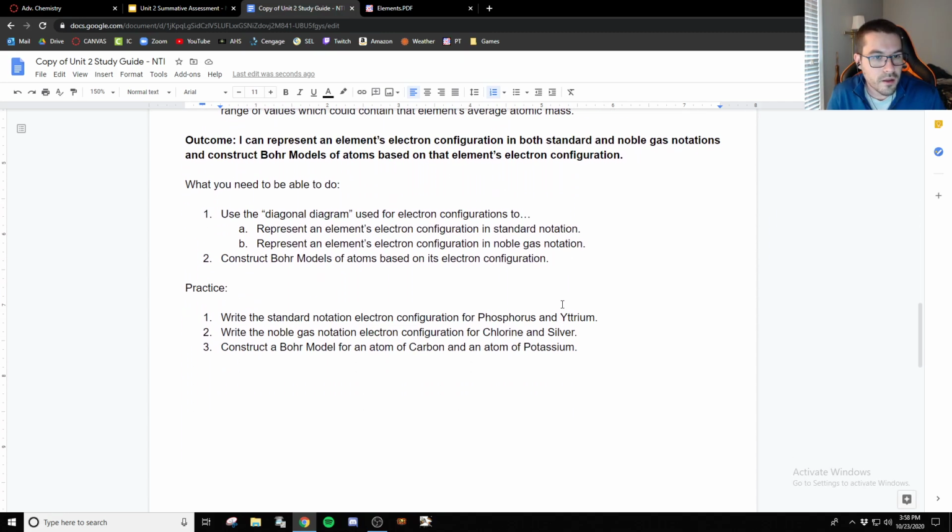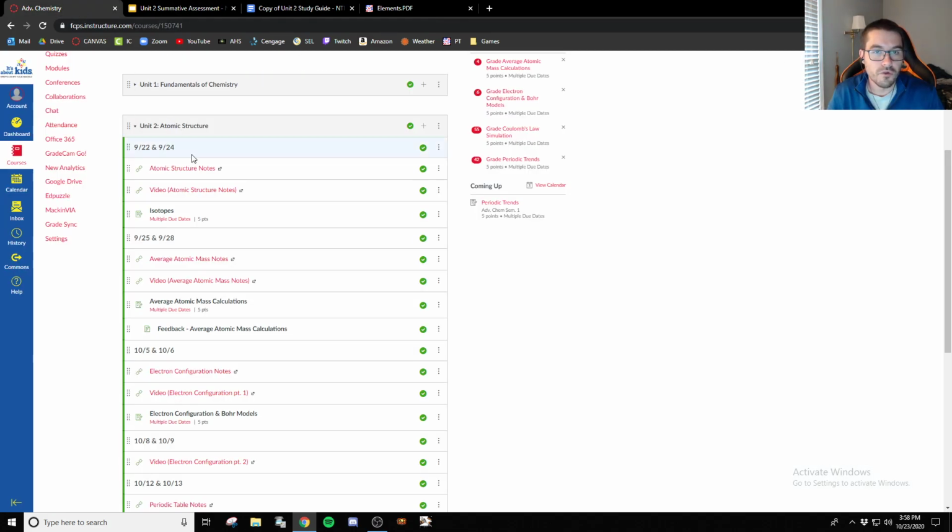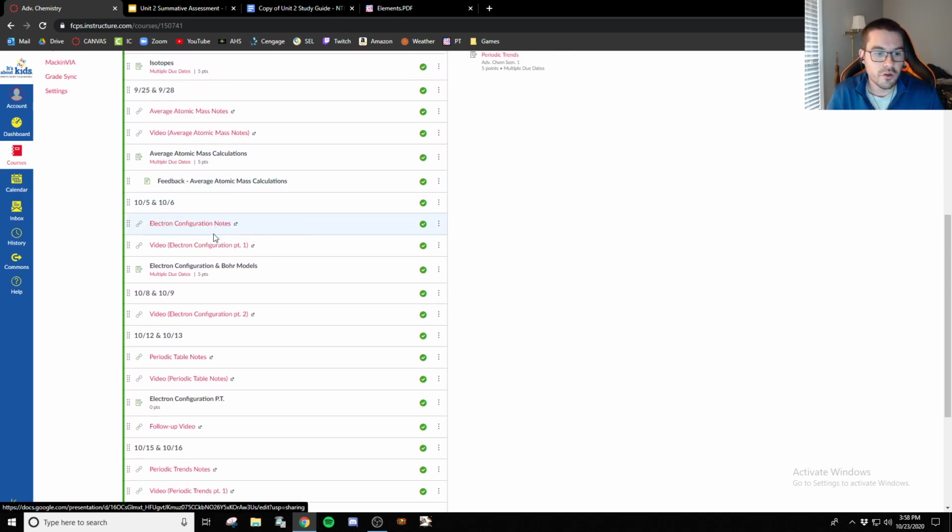Okay, the next topic, I can represent an element's electron configuration in both standard and noble gas notations, as well as construct Bohr models of atoms based on that element's electron configuration. So once again, we did an assignment on this. This is kind of hard to do on a computer with just one screen. So once again, what I would advise, if you're feeling a little bit lost or unsure about that topic, go back and take a look at the notes.